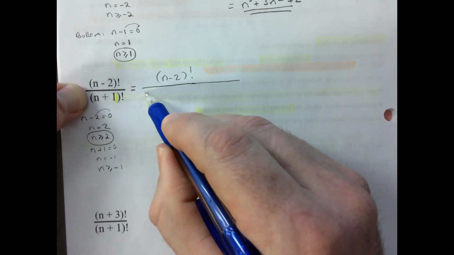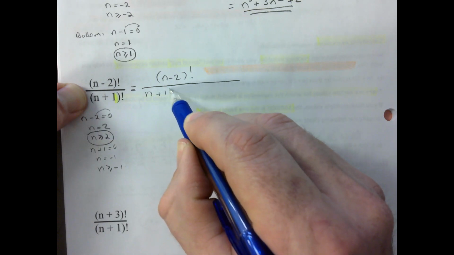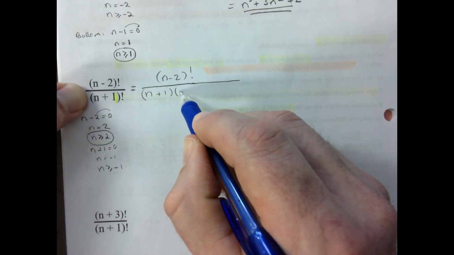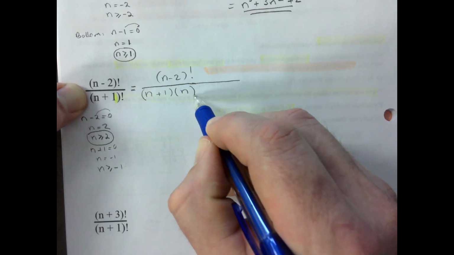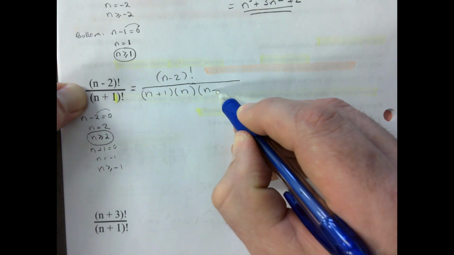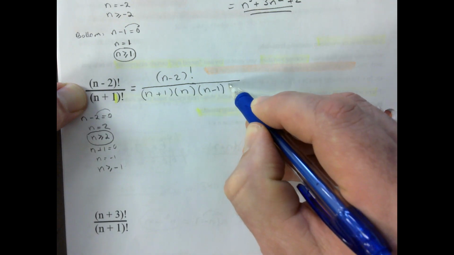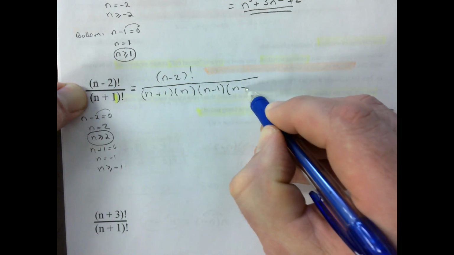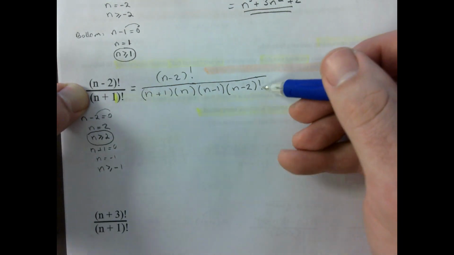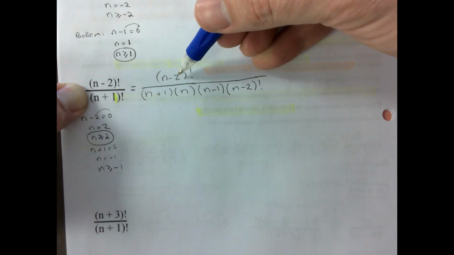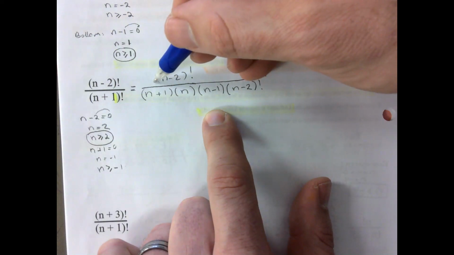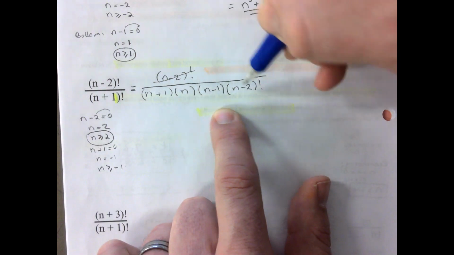I'm going to break the bottom down this time. So n+1, right, itself first. And then one smaller than that would be n. Don't forget about it. One less than that would be n-1. One less than that would be n-2. And then you slap a factorial on it. Why am I stopping? Well, I hope you notice there's an n-2 at the top. Okay. So you just cancel this out with this one.